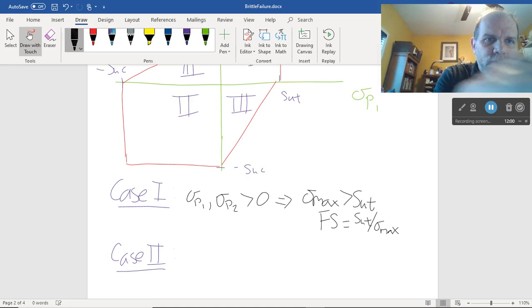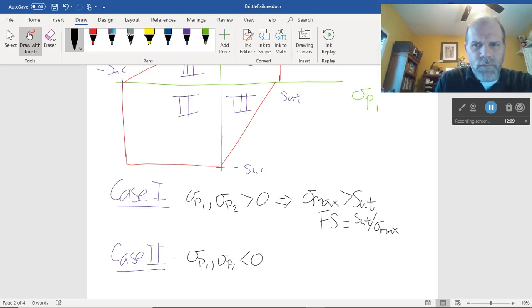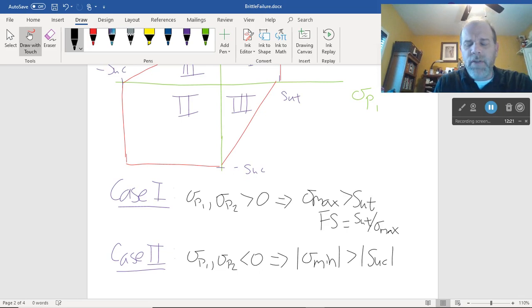Case 2, that's both of them less than 0, okay? And what we're going to find then is we're going to have failure when the magnitude of sigma min is bigger than the magnitude of SUC, and that's my failure criterion.